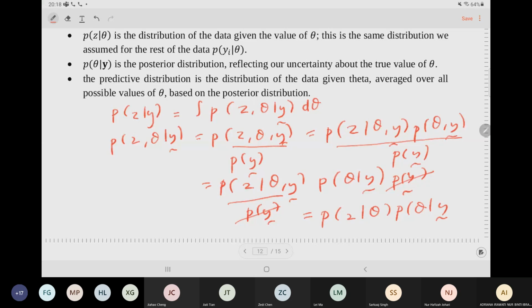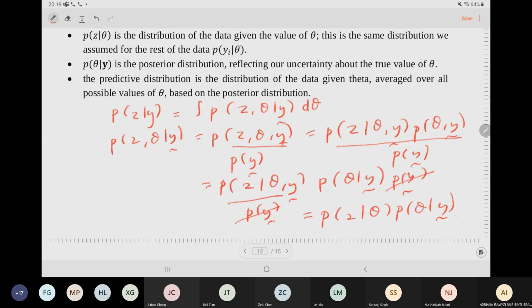And then this is actually equal to p(z given theta) and p(theta given y). So why is this correct? Because we assume that z and y are conditionally independent. So that's why your z given theta and y is equal to z given theta. So z and y are conditionally independent given theta. So that's why you can get your joint PDF of z and theta given y is equal to this.